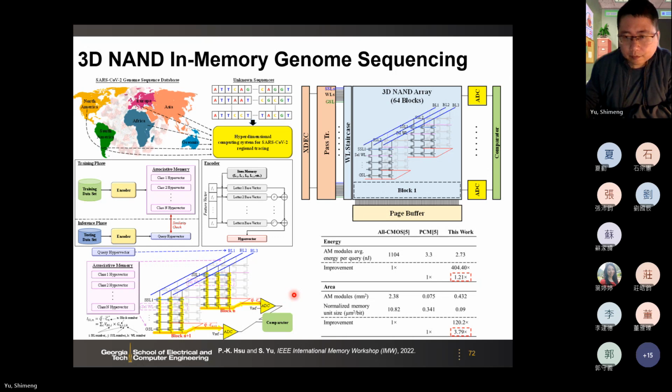Because the data volume is so large, we have to use a 3D NAND. Otherwise, if you use another approach, you first have to move your stored data from the SSD to the DRAM to your CPU. Then the data transfer will already cost a lot of energy. If you can do this directly in the 3D NAND where you store the data, then you don't need to move the data. So this is the key idea of 3D NAND in-memory search for genome sequencing.